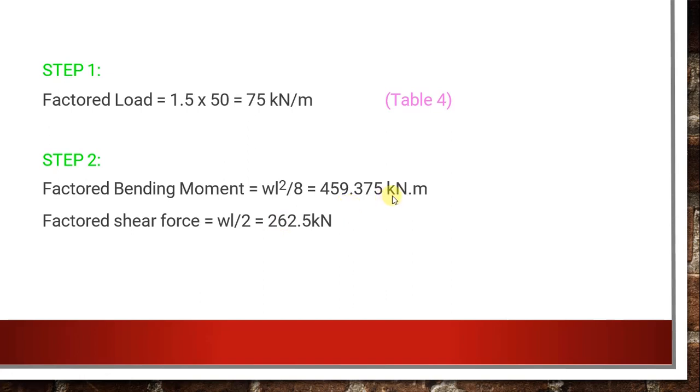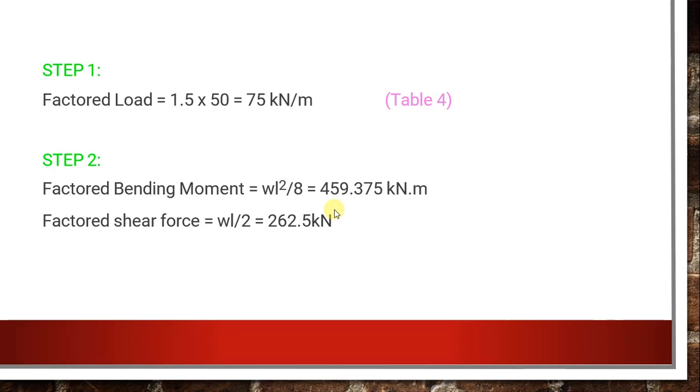WL square by 8 will give you the factored bending moment as 459.375 kilonewton meter. Same, you have to calculate the shear force. The formula is WL by 2. W is 75, L is 7 meter, divided by 2, you will get the factored shear force as 262.5 kilonewton. So, this is the standard formula for the UDL condition.